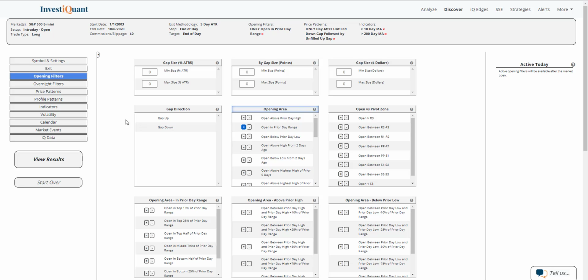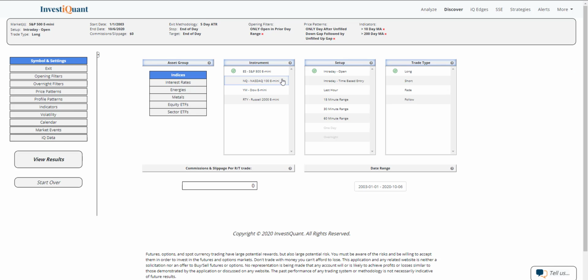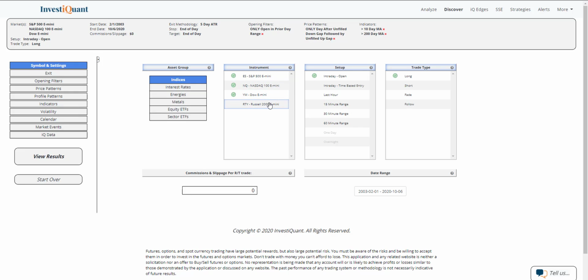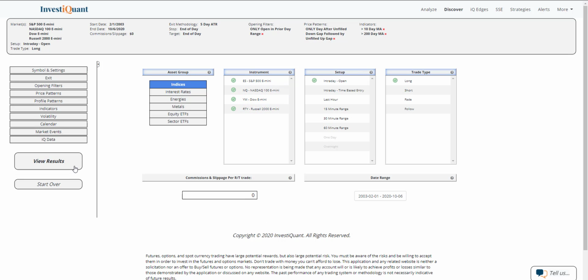So right now, the only one that would really be at risk, I think, as of the time of this recording, would be opening above the prior day high. We're not too far from that, but if we open within prior day range, then this opening filter would be applicable. And lastly, I'm just going to go up and add the other instruments to it while we're here. So let me click NASDAQ, Dow, and Russell, and then hit View Results.